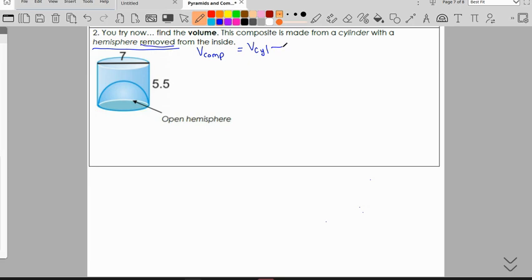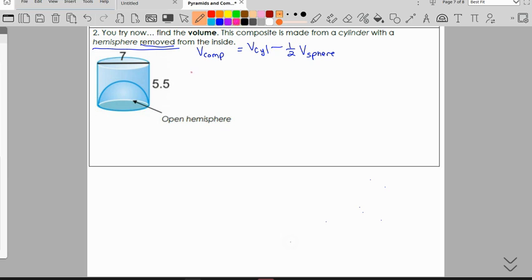Removed means we're subtracting a hemisphere. Now, the volume of a hemisphere is literally going to be half the volume of a sphere. And I want to use the volume of a sphere because that's on my formula card. Our formula cards do not have hemispheres on them. So we're going to have to just do half the volume of the sphere. So that's my plan. So let's go do that.